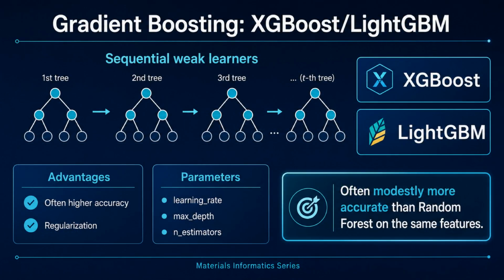Gradient boosting builds trees sequentially, each correcting the previous errors. XGBoost and LightGBM are optimized implementations. They often achieve somewhat higher accuracy than random forest. Key parameters are learning rate for step size, max depth for tree complexity, and n-estimators for the number of boosting rounds. Regularization helps prevent overfitting.